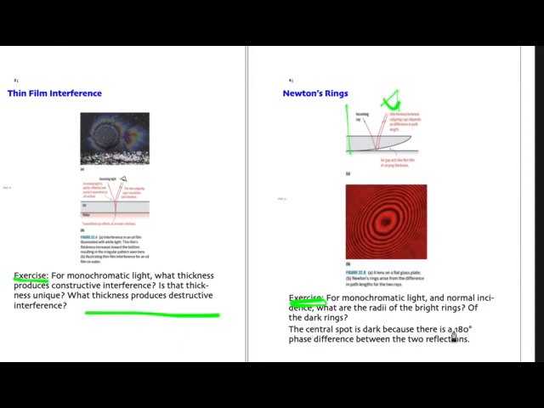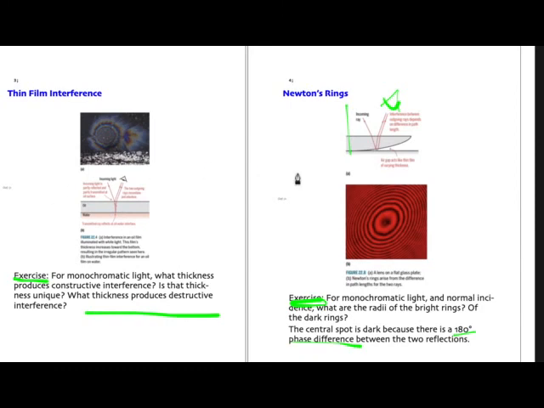That's because there's a 180-degree phase difference between the two reflections. You know, one reflection goes from a high density into a low density, glass into air. The other reflection goes from a low density to a high density, air into glass. And those reflect in different ways, which differ by 180 degrees in the phase of the reflected waves.